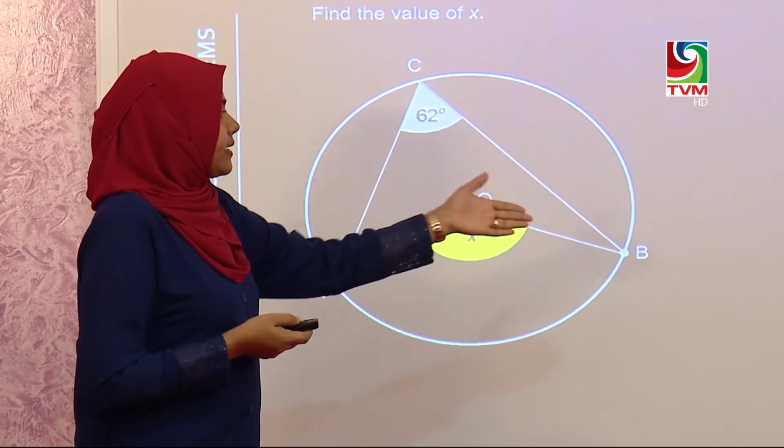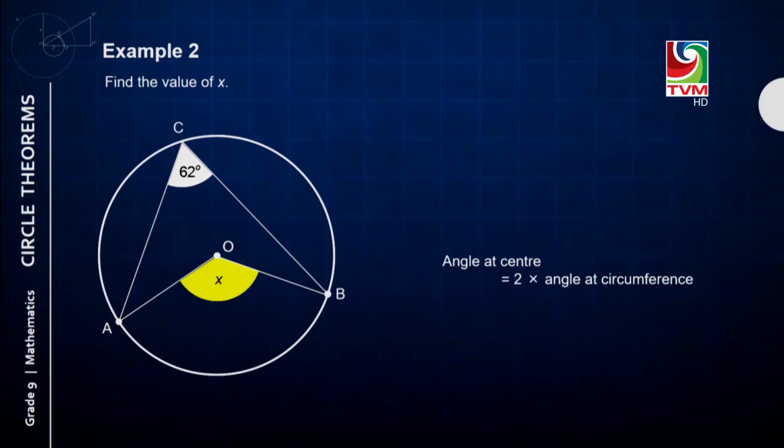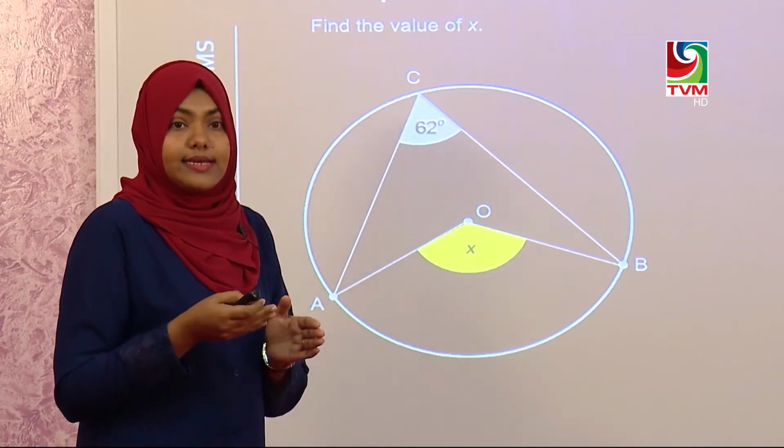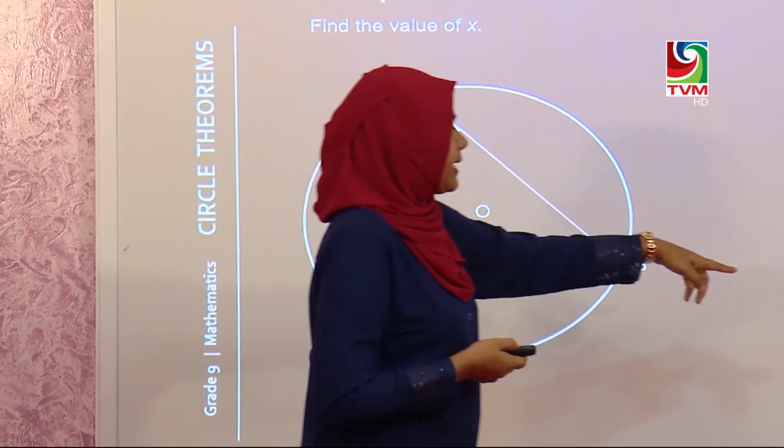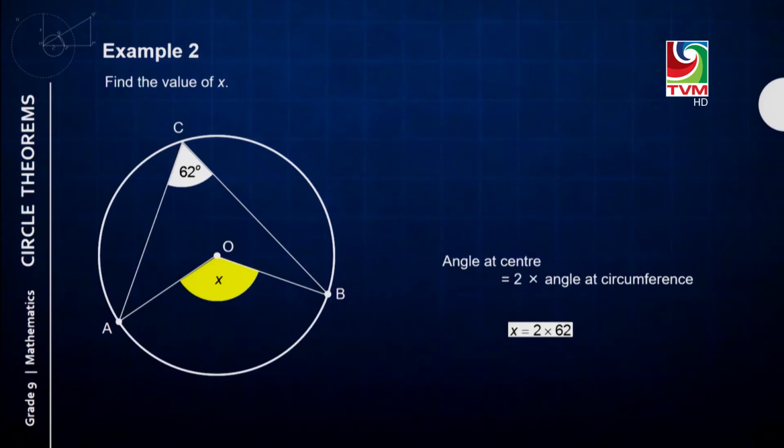So let's see. Again it says angle at the center is equal to 2 multiplied by angle in the circumference. Here the circumference angle is given. You are asked to find the angle at the center. So this time it is different. You have to multiply 2 and 62 to find the angle AOB, because this is the angle at the center. So the final answer is 124 degrees.